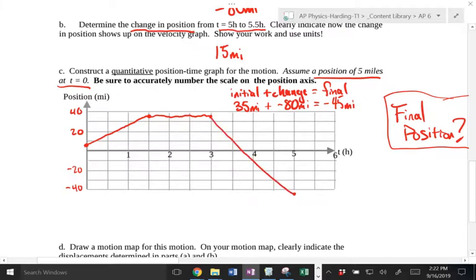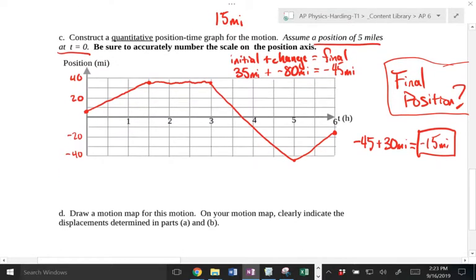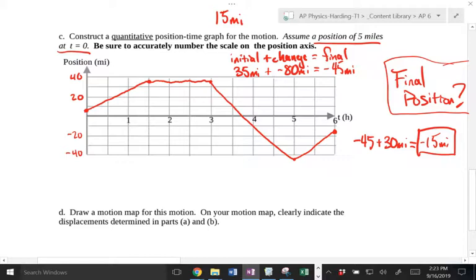Like that. And then my final change of position, I'm at negative 45. My change is going to be 30. So my final position ends up being negative 15. There we go. Negative 15 miles. Thank you, sir. Not if I'm going to harangue you guys for it. All right. So draw a motion map. Nah, I don't think so. I don't feel like it.